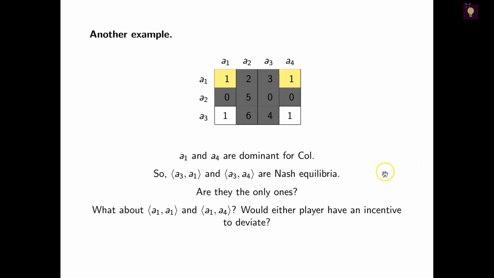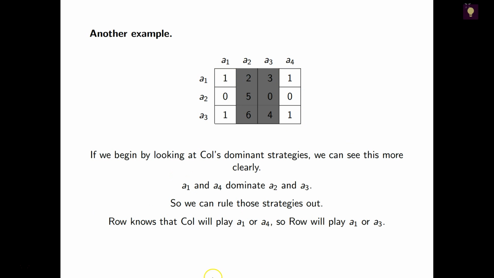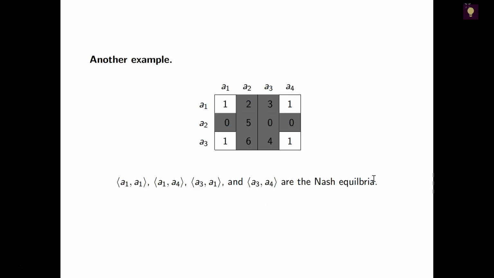So A3, A1, and A3, A4 are Nash equilibria, but so are A1, A1, and A1, A4. Neither player would have an incentive to deviate from any of those four positions. This is just what I said. So there we see an initial problem with dominance reasoning.